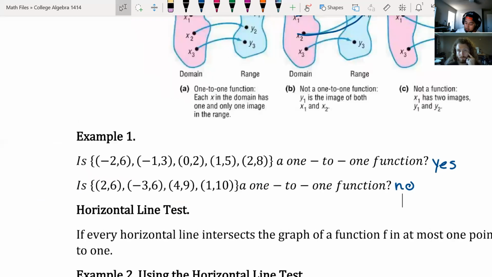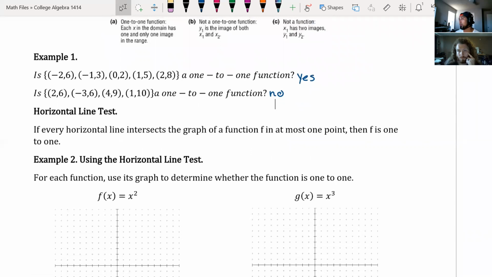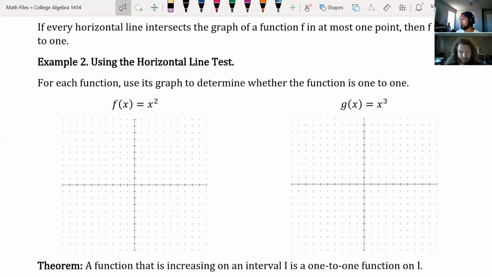All right. Then graphically, we can determine whether a function is one-to-one by using something called the horizontal line test. If we are given the graph of a possible one-to-one function, all we have to do is draw a horizontal line through it. If we intersect the graph once, then it is a one-to-one function. If we intersect it more than once, it is not a one-to-one function. So let's go ahead and look at the graphs below.